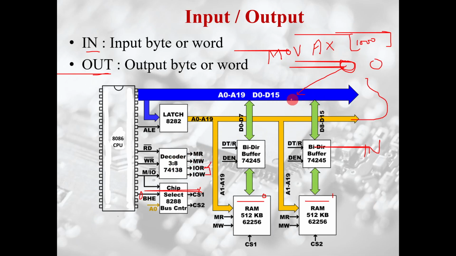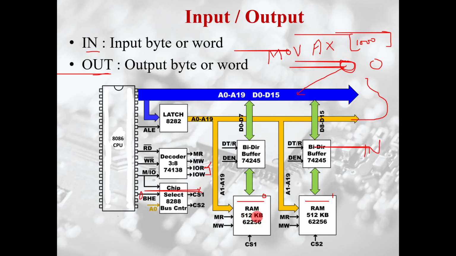And then you will require one more decoder from these address lines to select that particular port. Some additional lines will be required. This is only giving a signal that it is an input output read operation or a write operation, but you will require a decoder from that address to select that port.